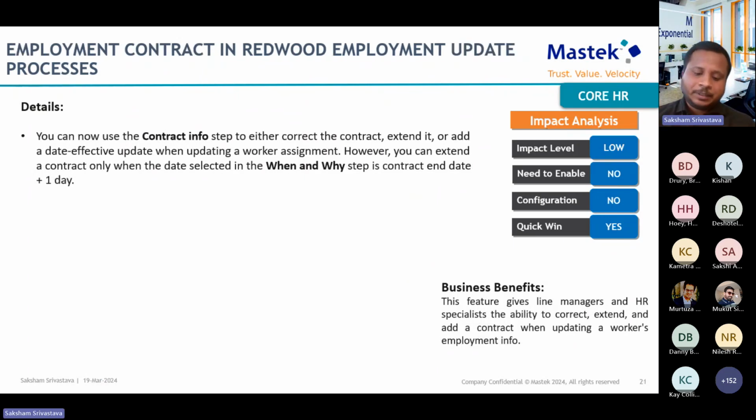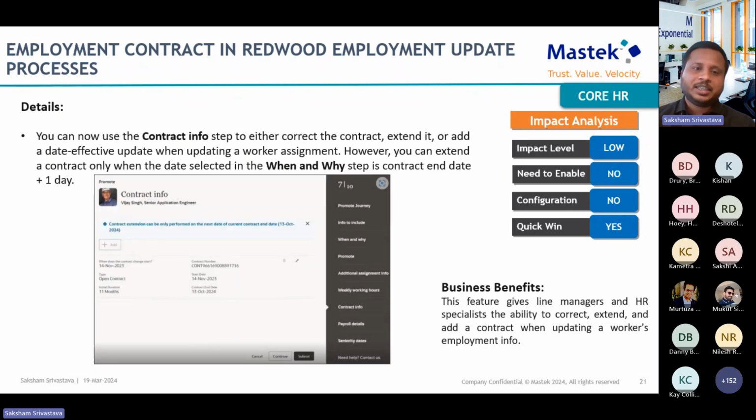Okay. The next feature we're going to look at is the employment contract in the Redwood employment update process. So we can now enter the contract info step to either correct the contract or, if you want to extend it, add some date-effective update. Anything you can do, you can now do from the Redwood UI. One thing to note: if you have selected a date which is plus one of the contract end date, only then are you going to be allowed to extend the contract.